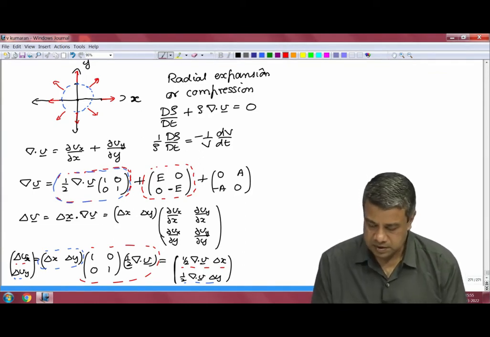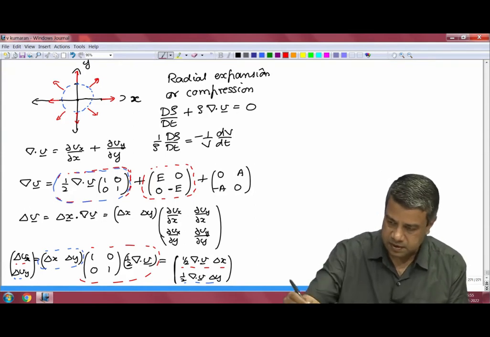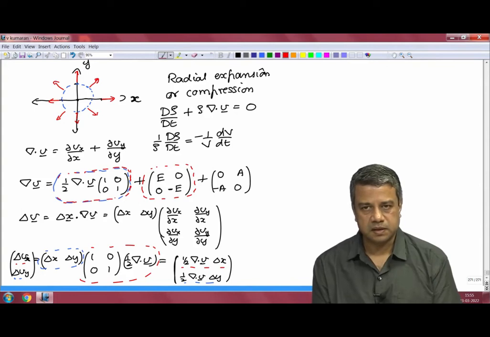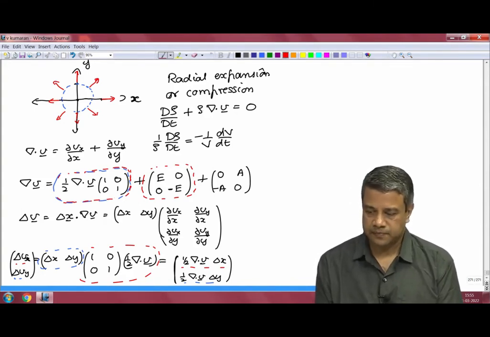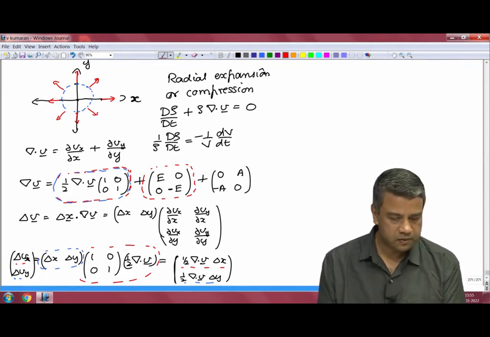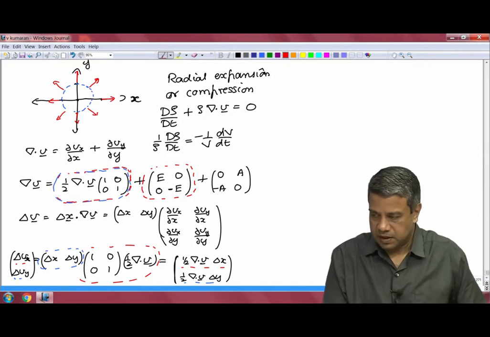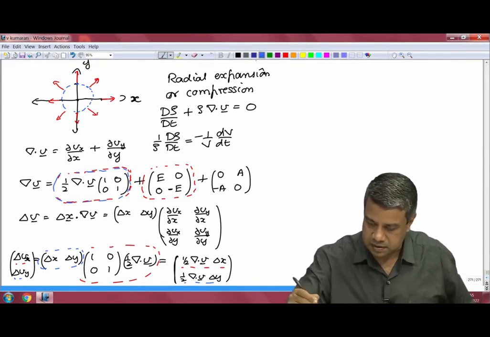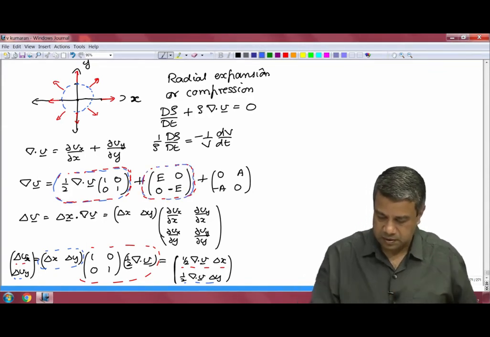So, this is the isotropic part. That is the first part over here. It represents radial expansion or compression. It is proportional to the divergence of the velocity, and for an incompressible flow this isotropic part is identically equal to 0. Let us look at the second part, that is the symmetric traceless part.